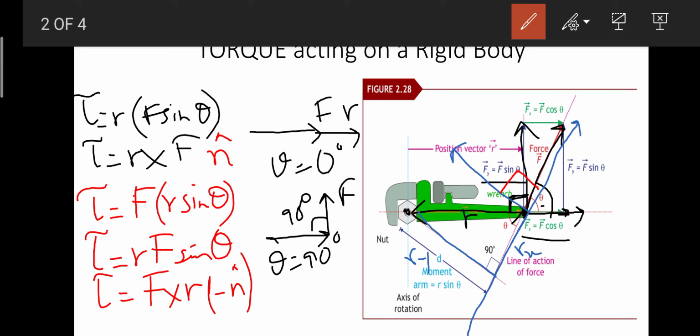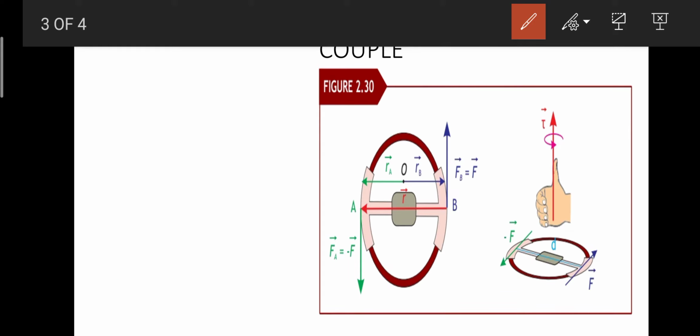Now coming to how a couple is going to be produced. In this figure you can see that there is a steering wheel, and when we apply force on the steering with our hands, from this side we push it in the upward direction, and from this side we push or pull it in the downward direction. That's how a couple would be generated.